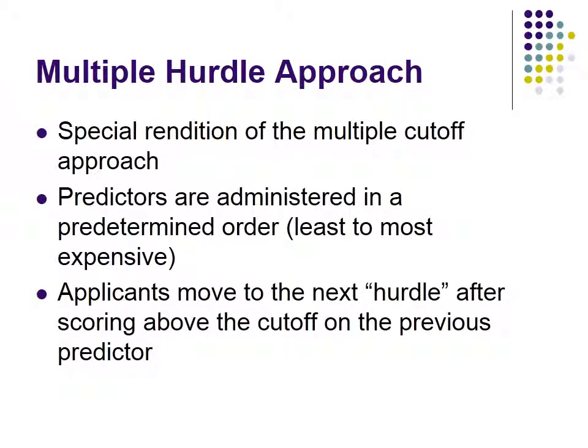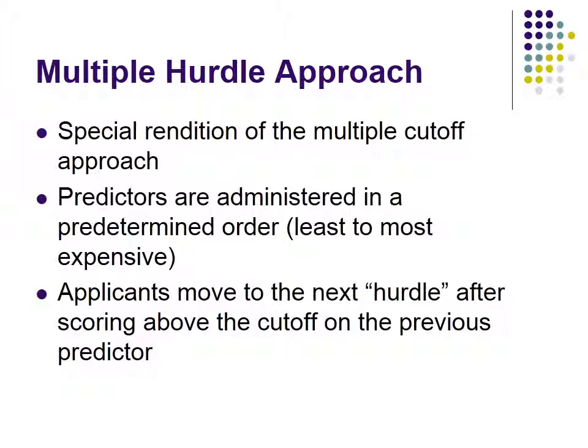Multiple hurdle approach is just a slight twist on the idea. It's a special version of multiple cutoff, and it basically recognizes the cost and utility of each selection technique. In this case, the predictors are actually administered in order. Like the example I used in the last slide, when we were just talking about the cutoff approach, someone would probably provide all of those scores at one time.